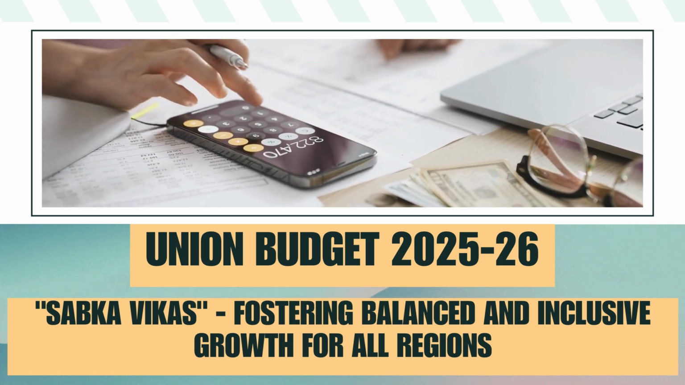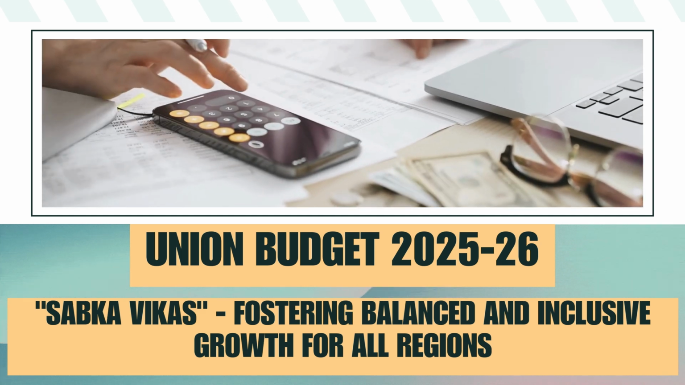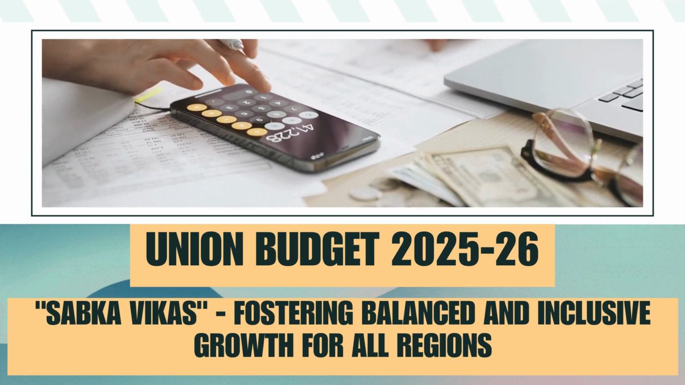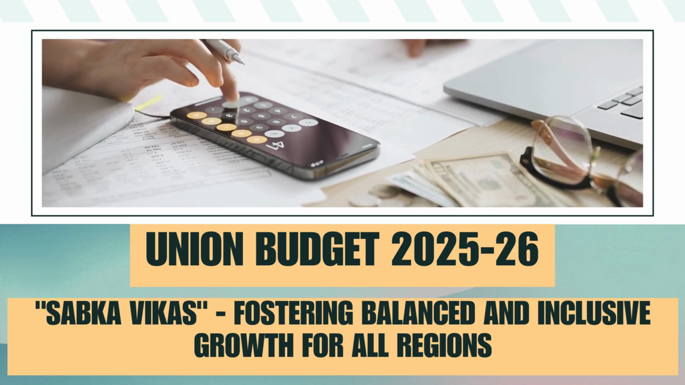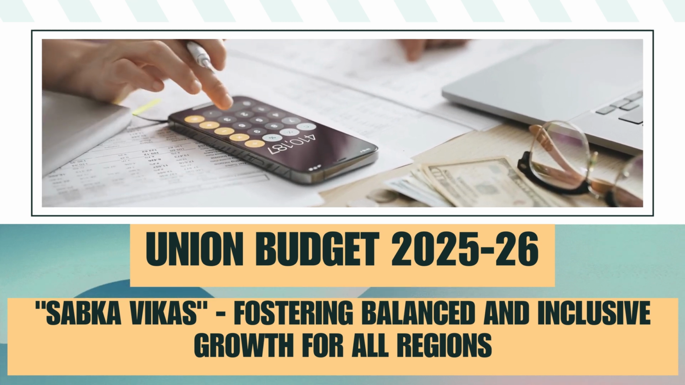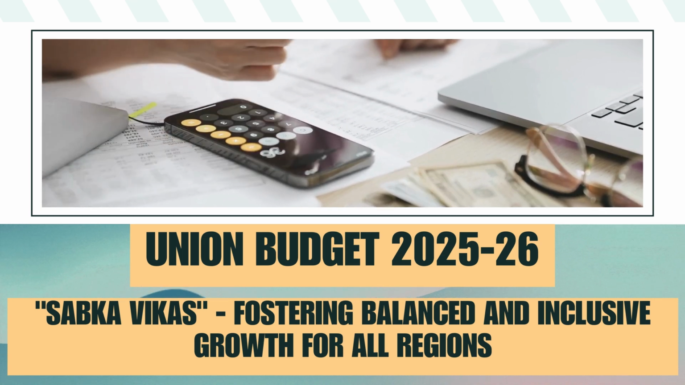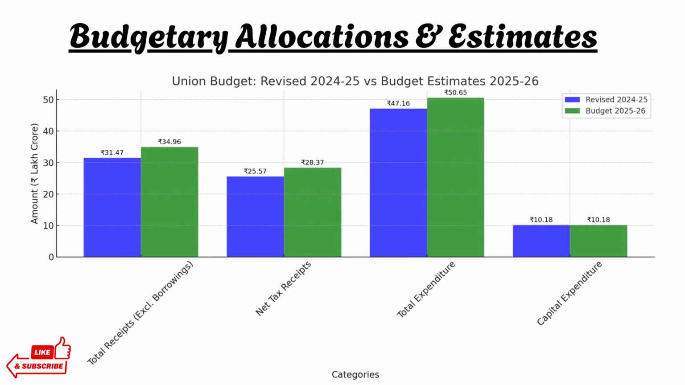Let's dive in. Today, we're diving straight into the theme of the Union Budget 2025 to 26, Sabka Vikas, or development for everyone through balanced and inclusive growth across regions. But dosto, instead of getting stuck in heavy analysis, let me show you something simple and visual, a bar graph. On one side, we have the revised estimates for 2024 to 25, and on the other side, budget estimates for 2025 to 26. Let's break down the key points.